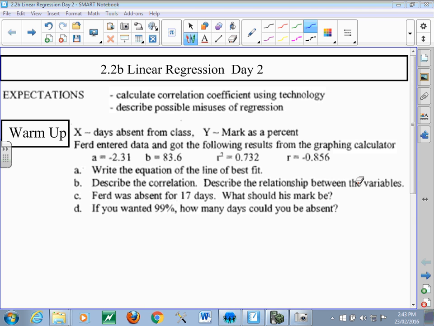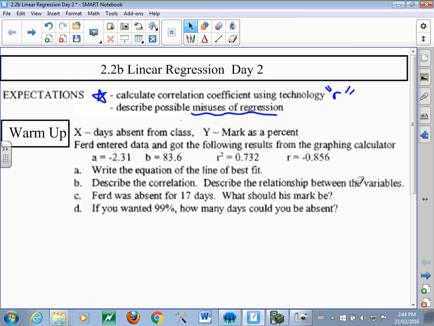So today our expectations are going to be as follows. Throughout the warm-up and through our lesson, we're going to calculate the correlation coefficient using technology. For those who forget, that's the R value. And we're going to describe any possible misuses of regression, and that'll be carried on a little bit more in the next lesson, in a future lesson as well.